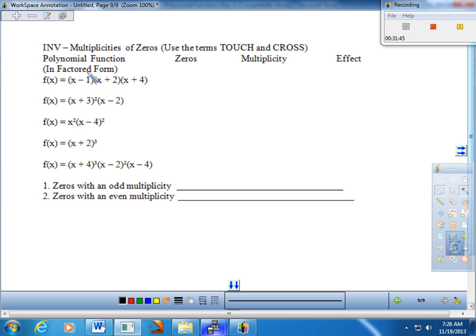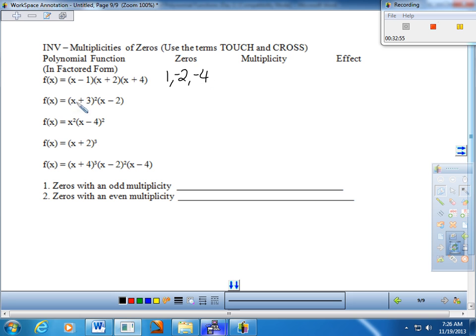Zeros come from factors. So if x minus 1 is a factor, then 1 is a zero. If x plus 2 is a factor, or think of this as x minus negative 2, so negative 2 is a zero. If x plus 4 is a factor, negative 4 is a zero. Those would be the three zeros. Since they are all real numbers, they will show up as x-intercepts on the graph momentarily.